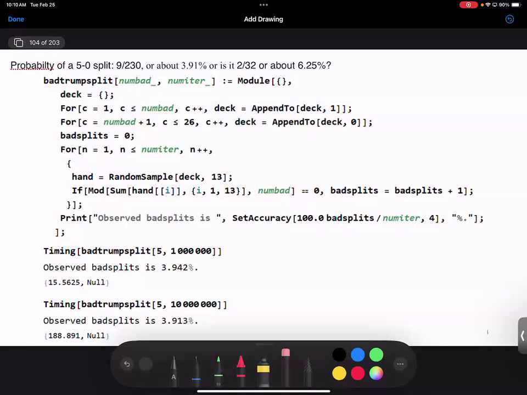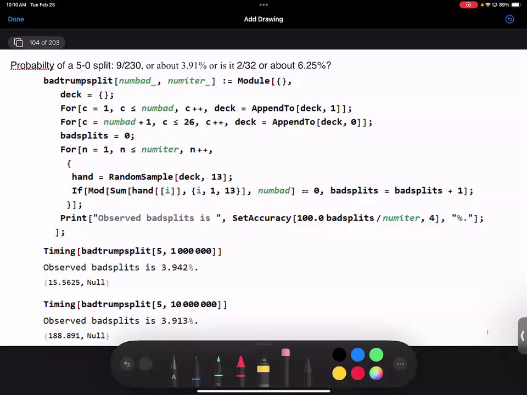And the oh no moment I had, as I was preparing for class today, was realizing there are two ways that the sum of the values in my hand could be a multiple of 5. What are the two ways? 0 or 5. I could have none of the cards in my hand, or I could have all of them.